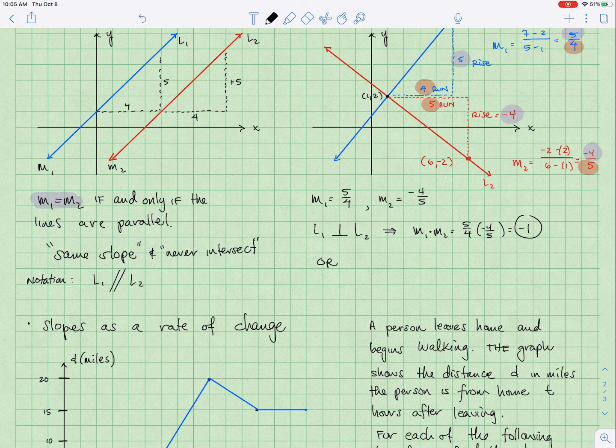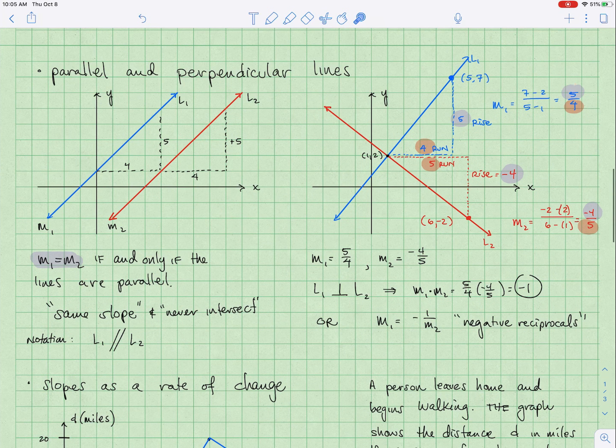Or sometimes we say M1 is -1/M2. That is to say, they are negative reciprocals of one another. So all I did there was take this equation M1 times M2 equals -1, and divide both sides by M2, and I got this relationship, which is sometimes how students learn it. M1 is equal to -1/M2. They're negative reciprocals. What does that mean? If you have one slope, you flip the fraction upside down and you switch its sign.